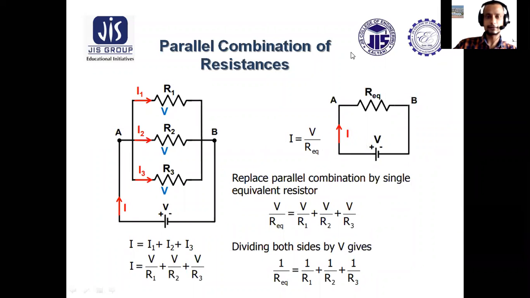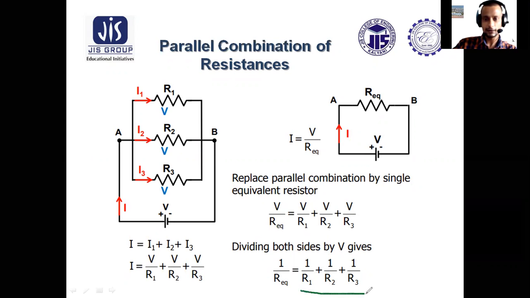So what would be the equivalent resistance for a parallel combination of resistances? For a series combination of resistances, the equivalent resistance was R1 plus R2 plus R3. So all the resistances were added up. For a parallel connection, the reciprocal of total resistance will be the sum of reciprocals of the individual resistances: 1 by R1 plus 1 by R2 plus 1 by R3. For series, it is Req equals R1 plus R2 plus R3. Here, just the opposite: 1 by Req equals 1 by R1 plus 1 by R2 plus 1 by R3.